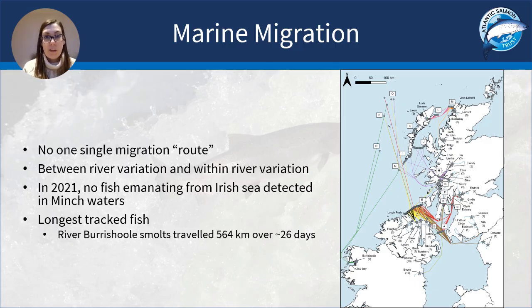Really the key take-home messages from this were that there was no single migration route or pathway. Smolts were migrating in multiple directions. There was extensive between-river variation as well as within-river variation in those pathways. In 2021, no fish coming from the Irish Sea were detected in the Minch waters. Now that only applies to 2021. And our longest tracked fish was from the River Burrishoole on the west coast of Ireland, which migrated 564 kilometres in a straight line over 26 days.